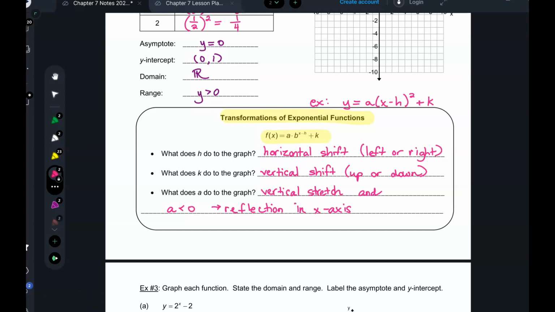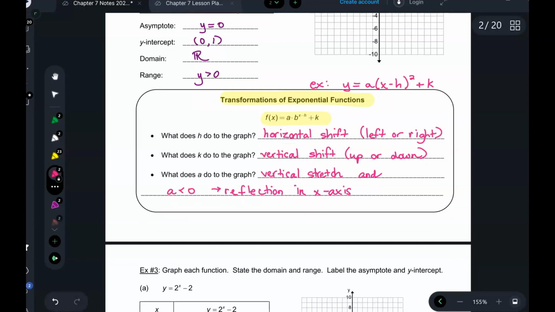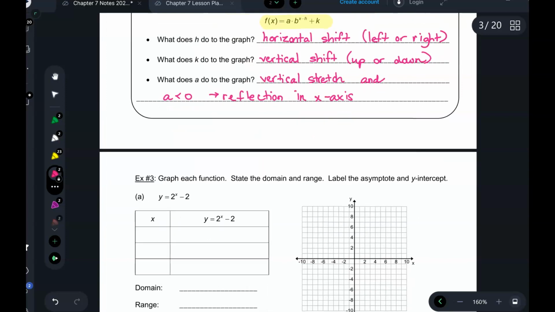Okay, so those transformations should look familiar. We've done them with absolute value. We've done them with parabolas, and we will do them later with logarithms and then eventually with trig functions. So it's the same thing, all the same information. This is what your worksheet's basically going to have. We'll have a table, domain, range. We have to label the asymptote and the y-intercept.